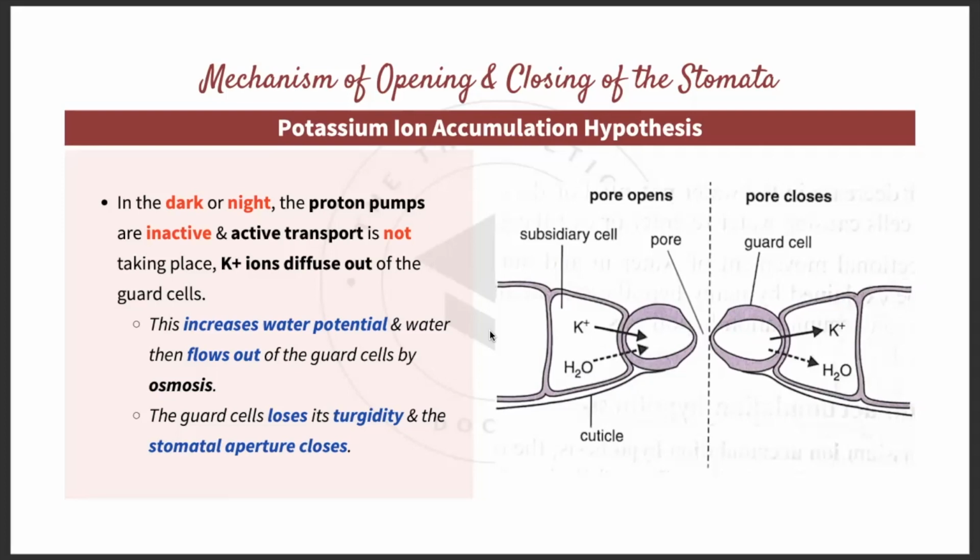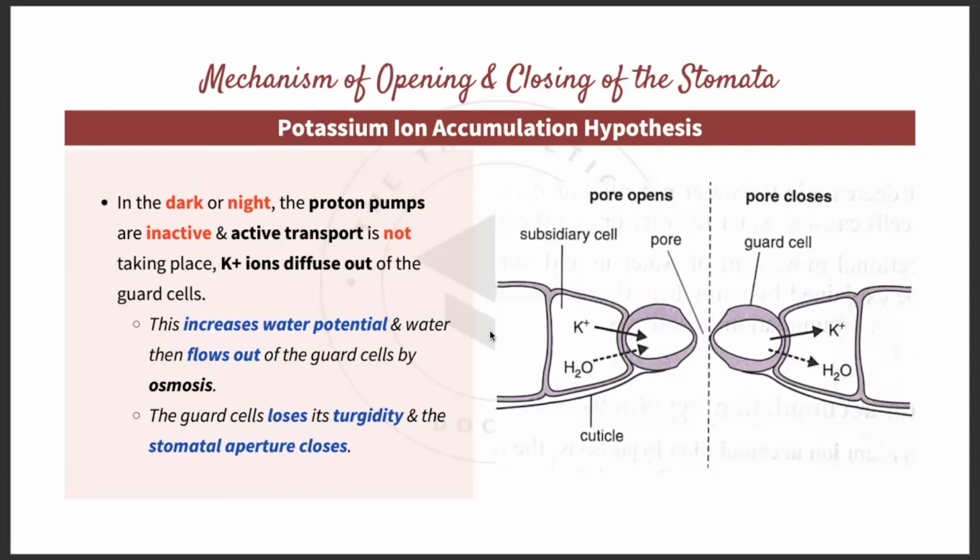What happens is the water potential inside the guard cells will increase, and the water will then flow out of the guard cells by osmosis. So now something that was so swollen, the water flows out. Basically, it's being punctured. So the guard cells will lose their turgidity and the stomatal aperture closes.